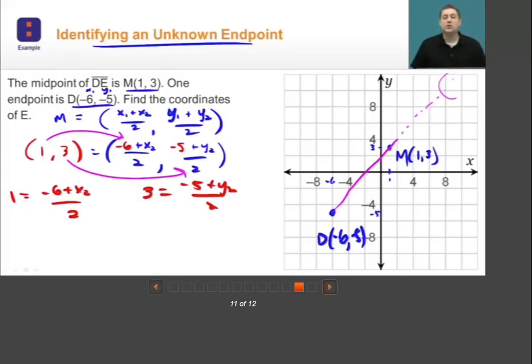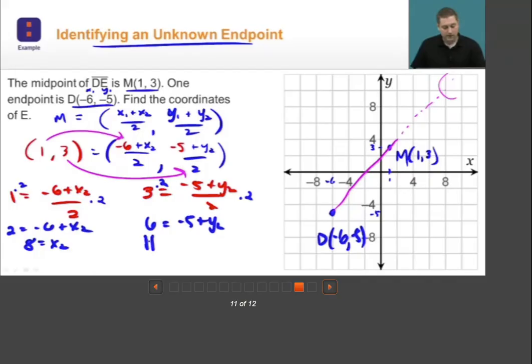So let's use these equations and solve for the unknowns. Well, I can multiply both sides by 2 in the first equation. That gives me 2 equal to a -6 plus x sub 2. And by adding 6 to both sides, I'm going to get an x coordinate of 8. In the second equation, if I multiply both sides by 2, I'm going to get 6 equal to a -5 plus y sub 2. And adding 5 to both sides, I'm going to get a y coordinate of 11.